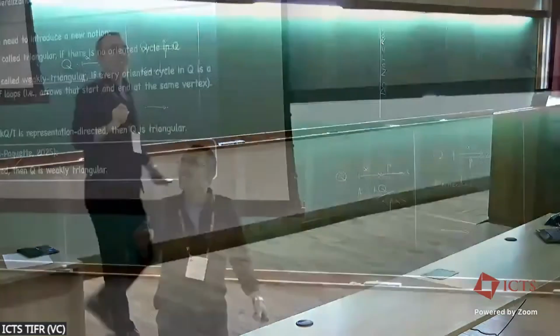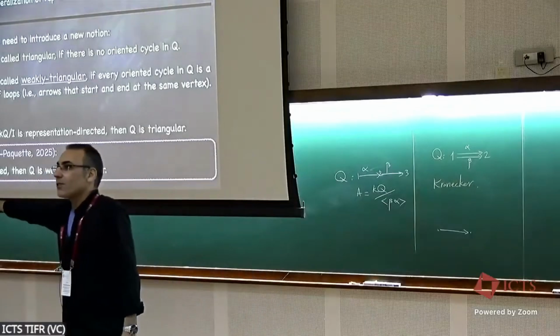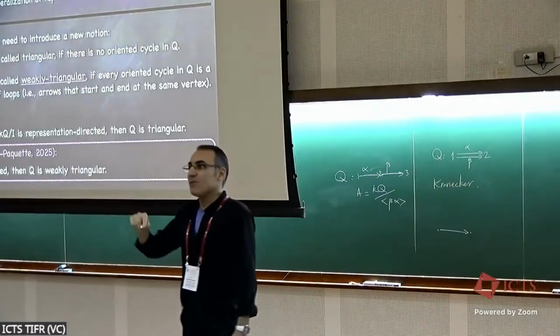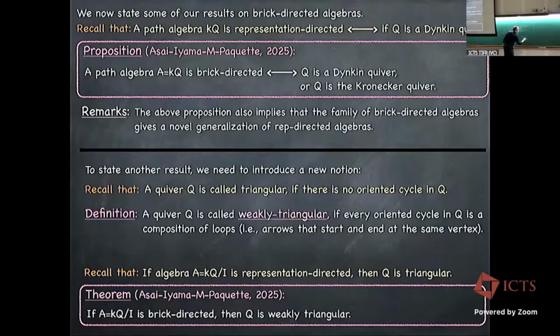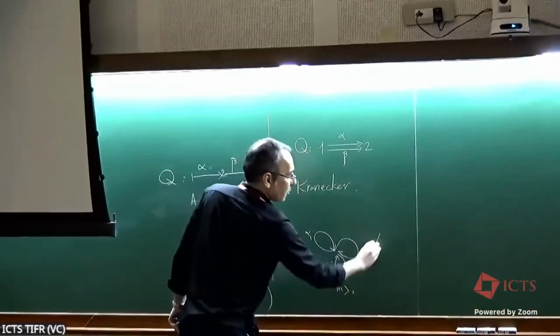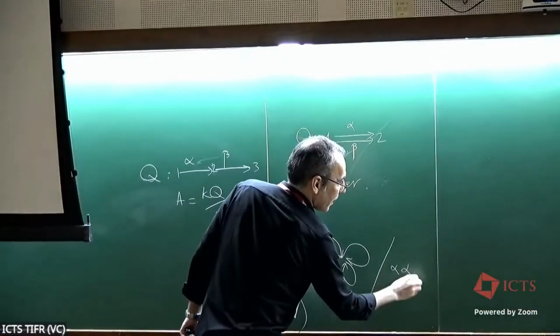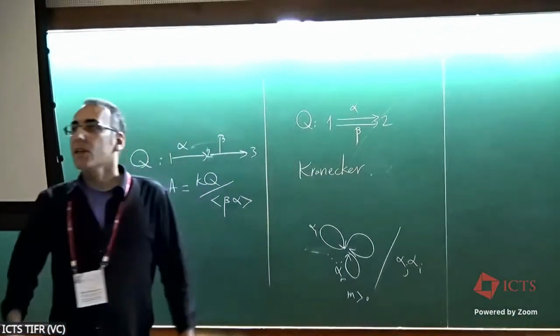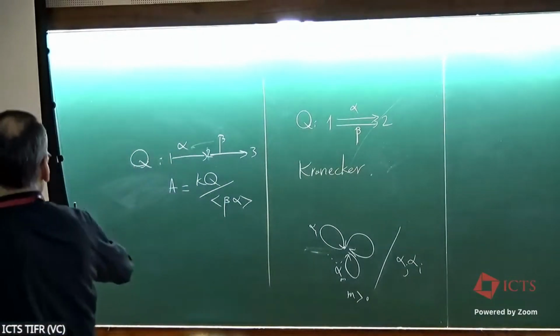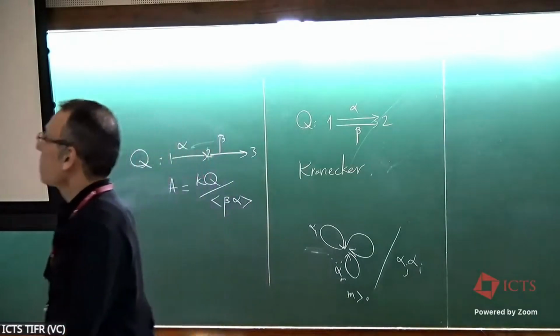That one is not representation directed, but it's brick directed. One loop, it works. Put as many as you like, alpha 1 to alpha m for any m, but quotient out by I, generated by the alpha j's. Okay? This has only one brick, and it's brick directed. So you see, it goes wild even as an algebra. So this is the second result.